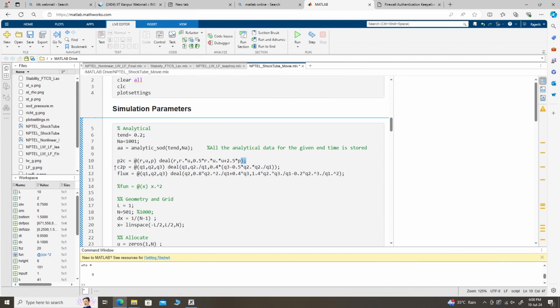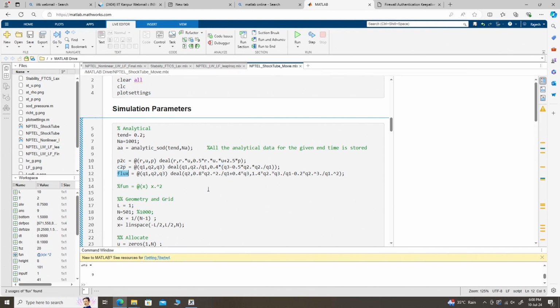Similarly, you can do the conserved to primitive, where I am giving q1, q2, q3, and I am getting the primitive values, which are rho, u and P. q1 is rho, and q2 by q1, which is rho u by rho, is u. And from the energy we are getting the primitive variable, which is P.